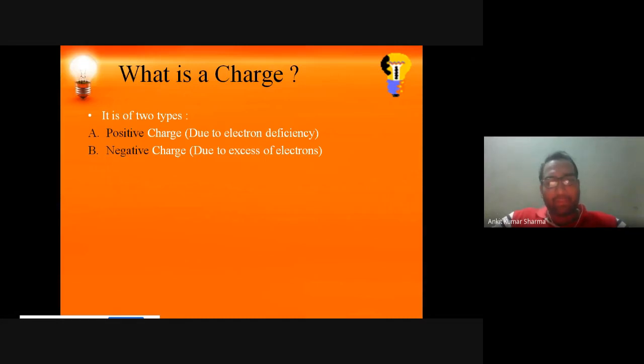So there are two types of charges. The first one is positive charge, and the second one is negative charge. Positive charges exist because of a deficiency of electrons, and negative charges exist because of an excess of electrons. So if the matter has a deficiency of electrons, then it is positively charged. If the matter has an excess of electrons, then it has a negative charge.